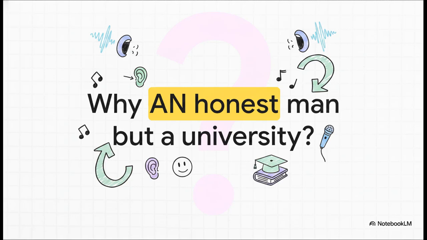Okay, so why in the world do we say an honest man, but then turn right around and say a university? If you rely on what you were taught in primary school, this makes absolutely no sense. Honest starts with a consonant, yet it gets an an. University starts with a vowel, yet it gets an a. It's a huge contradiction that trips up native speakers and learners alike. So I want you to try and solve this mystery in your head right now as we get started.